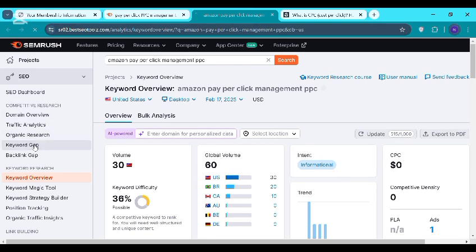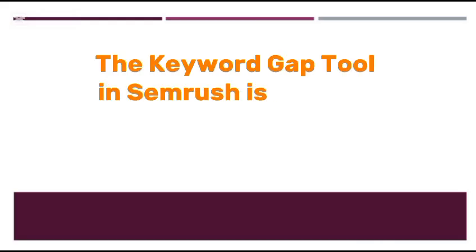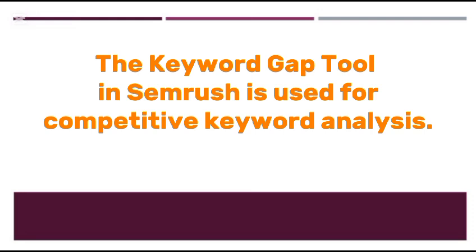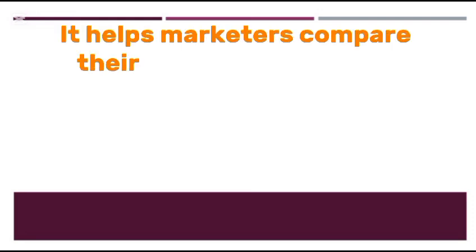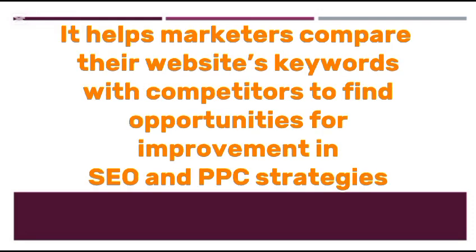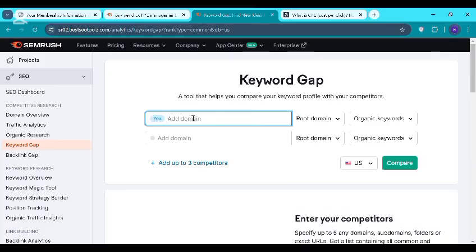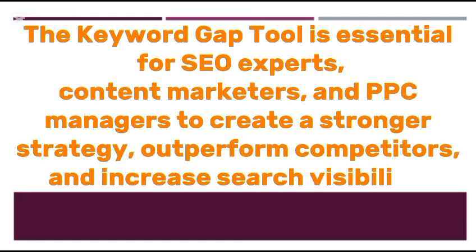Next feature of SEMrush is Keyword Gap Tool. The Keyword Gap Tool in SEMrush is used for competitive keyword analysis. It helps marketers compare their website's keywords with competitors to find opportunities for improvement in SEO and PPC strategies. The Keyword Gap Tool is essential for SEO experts, content marketers, and PPC managers to create a stronger strategy, outperform competitors, and increase search visibility.